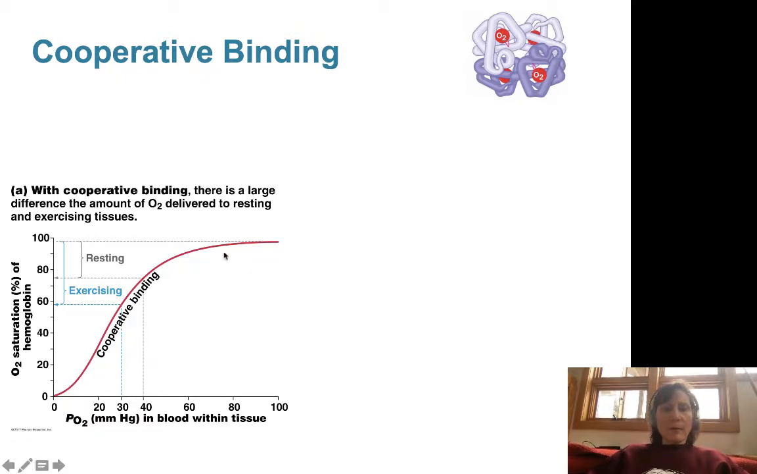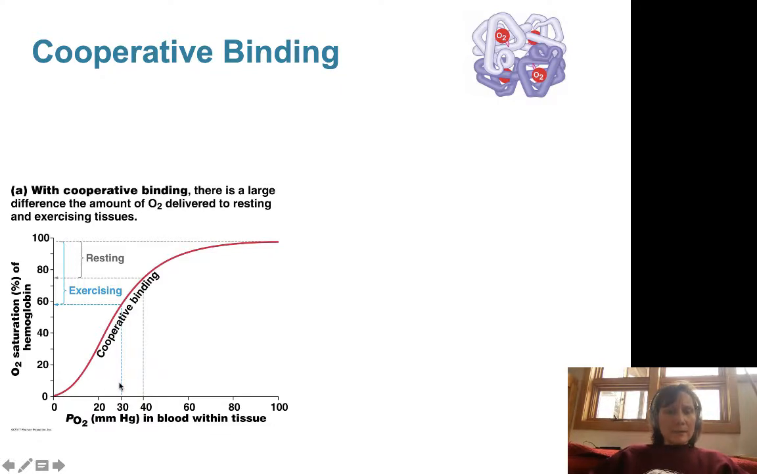So here you are with that cooperative binding curve. And here are the lines now drawn for when you're exercising. Let's say your tissues are at a partial pressure of 30. And here they are at rest when they're at 40. So if you trace this diagram up when you're resting, here you are at about 76, 78%. So if your muscles are resting, then your blood is actually depositing about 25% of its oxygen into these resting muscles and fully oxygenating them.